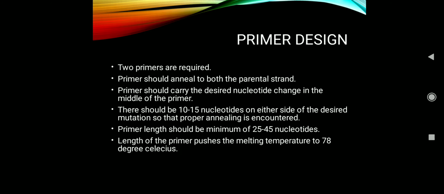So the mutation should be at the center, and on either side of the mutation, 10 to 15 nucleotides should be present such that it gets annealed properly to the parental DNA. Since the length of the primer is very long, the melting temperature will be high, that is 78 degrees Celsius.